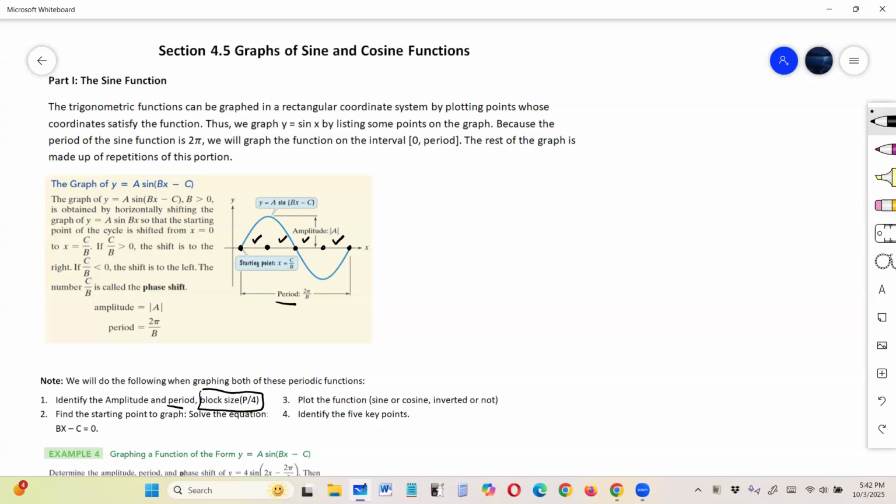Once we find the period of the function that we're interested in, we're going to divide that period by 4, and each of these little intervals is going to be the period divided by 4. Once we have the starting point and the block size, all we have to do is start with the starting point and add the block size, add the block size, add the block size to find the other 4 key points. It looks more complicated than it is. Once you see me do one problem, you'll see that this is extremely easy to do.